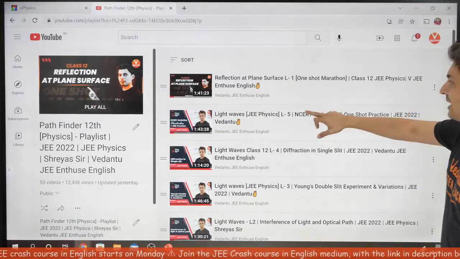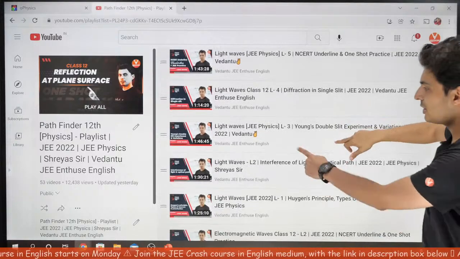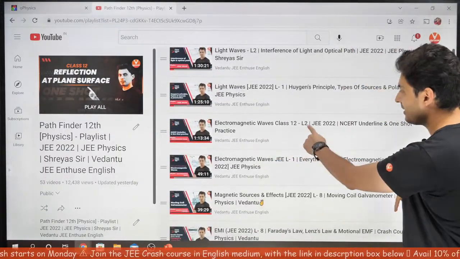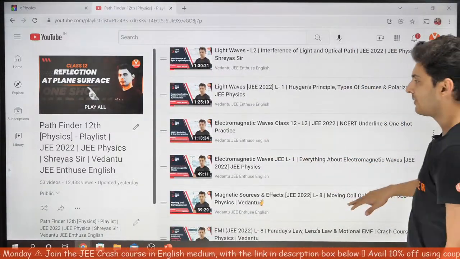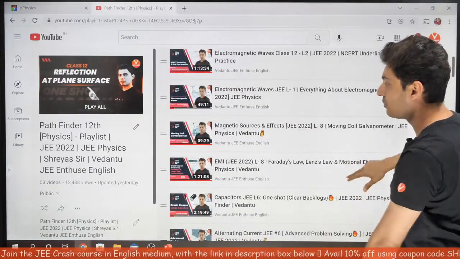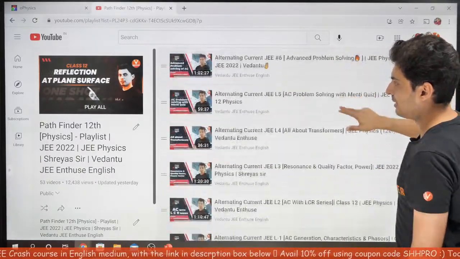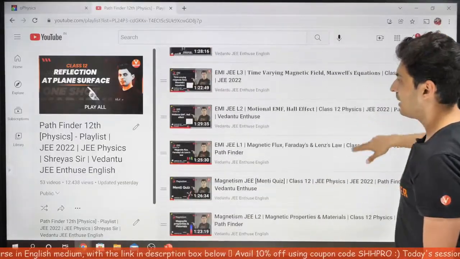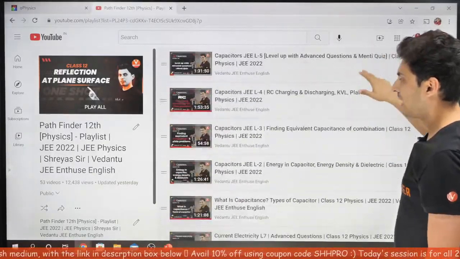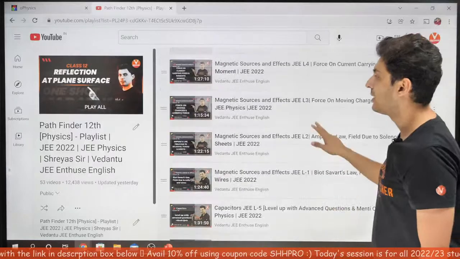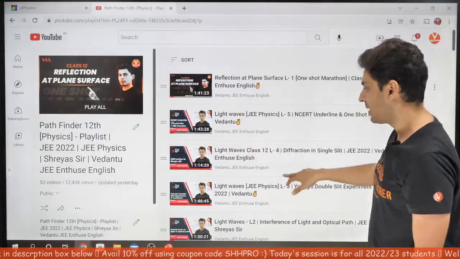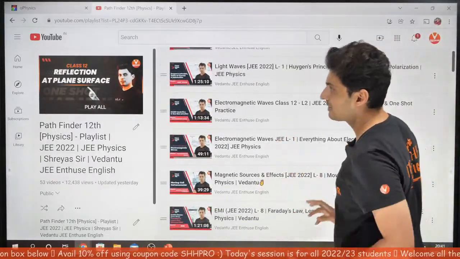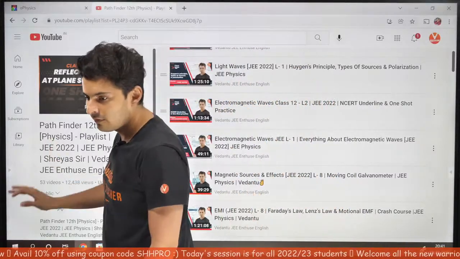Reflection at plane surface, lecture 1, light waves, do you see that? Light waves, electromagnetic waves, lecture 2, electromagnetic waves, lecture 1, light waves is there. This is term 2 syllabus. These are all term 1 syllabus, capacitors, AC, everything, EMI, magnetism, everything, current, electricity, Gauss law, it's all there over here. Okay, so this is where you can find electromagnetic waves. Is that clear? Very good.